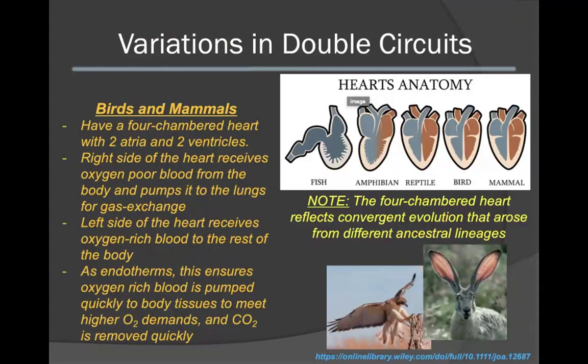Birds and mammals also have a four-chambered heart. In general, the right side of the heart will receive the oxygen-poor blood from the entire body. It will then pump it into the lungs for gas exchange to become oxygenated. The left side of the heart is responsible for receiving the oxygen-rich blood and then pumping it out to the rest of the body. As endotherms, this is important to ensure that oxygen-rich blood is pumped quickly to body tissues to meet the higher oxygen demands of being an endotherm, and also to ensure that carbon dioxide does not build up in body tissues and is removed quickly.